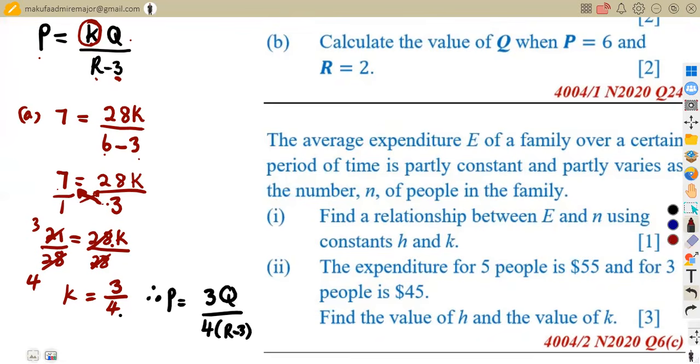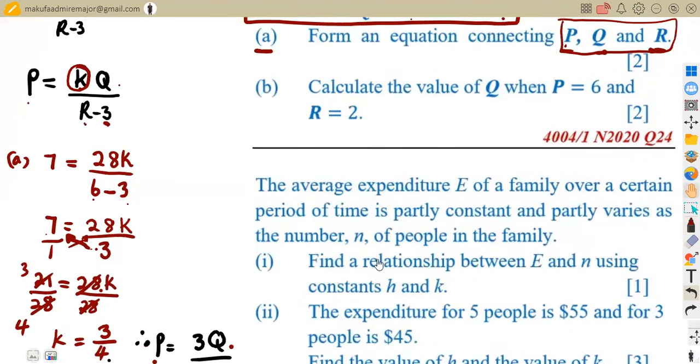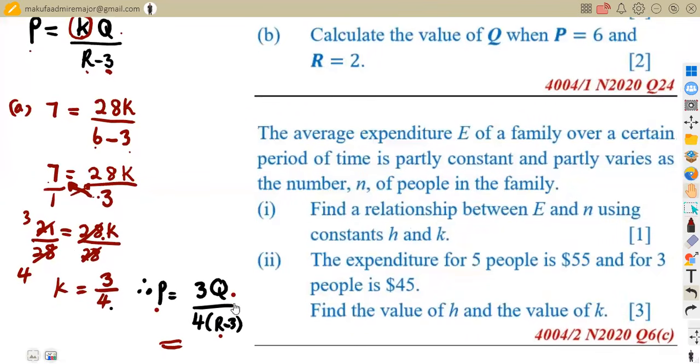So simply, that is what you're going to have. Now we have got P, Q, and R only in our answer. That is what we need. That is the equation, or to express P in terms of Q and R.